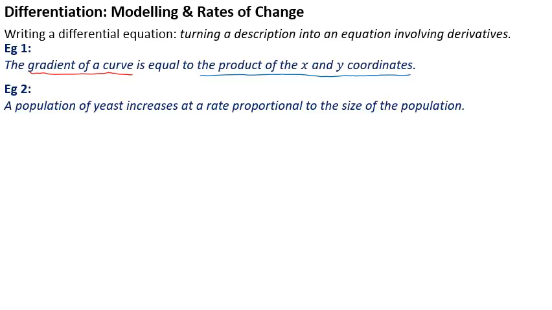For example number 2, we're going to think about the population of yeast. And the clue in here that it's a derivative is that it's increasing at a certain rate. But then it says it's proportional to something. We've got a proportionality idea that we need to take into account. And what it's proportional to is the size of the population. So that population which is increasing at a rate proportional to the size of that population. This is a very common sort of thing that happens with population dynamics.